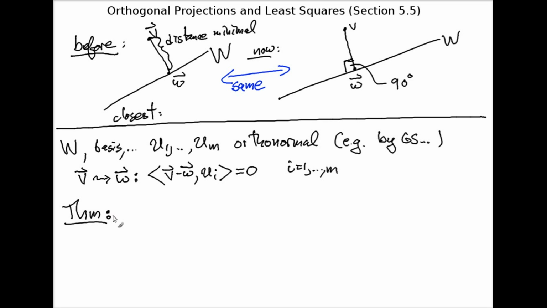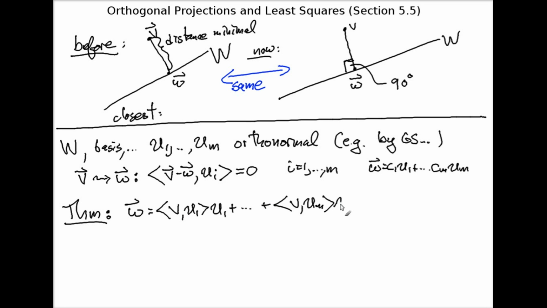So what is this W? W is some C1 U1 plus ... CM UM, and you're supposed to tell me what the CJs are, and the answer is W is equal to the inner product of V and U1 times U1 plus ... the inner product of V and UM times UM. In other words, CJ is simply V inner producted with UJ. So that's an extremely nice formula.